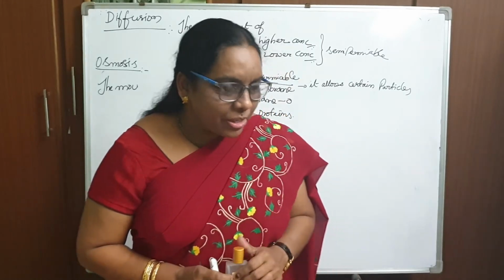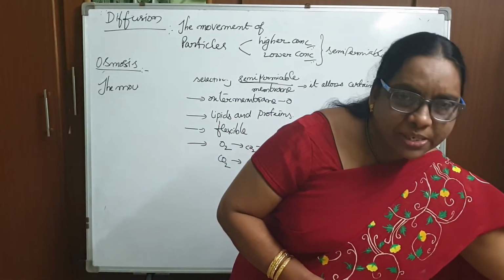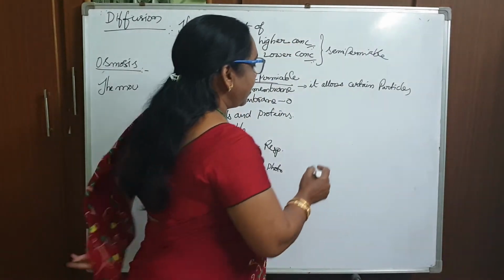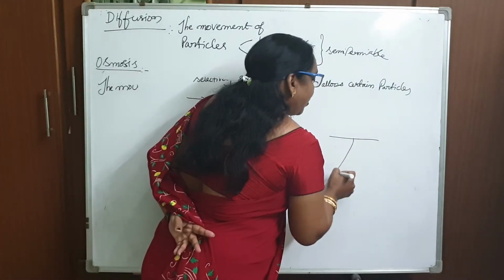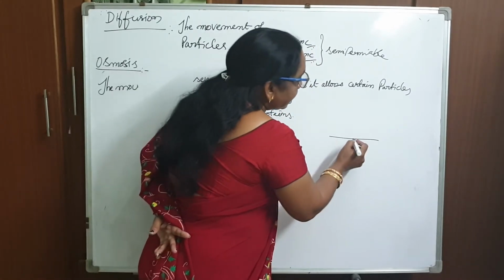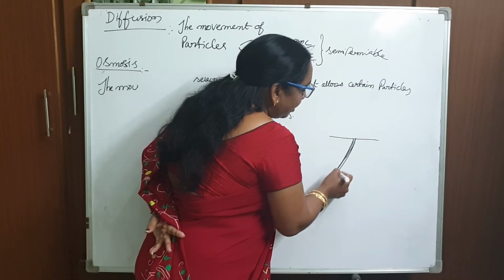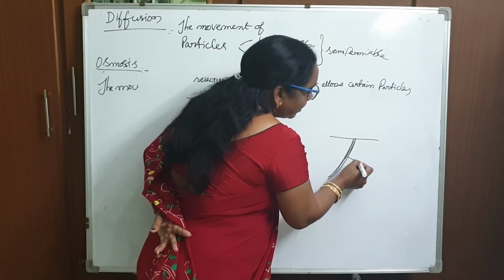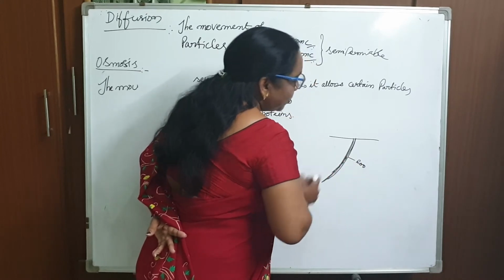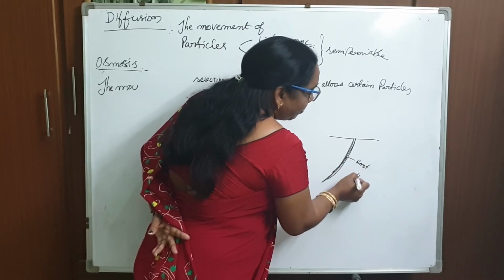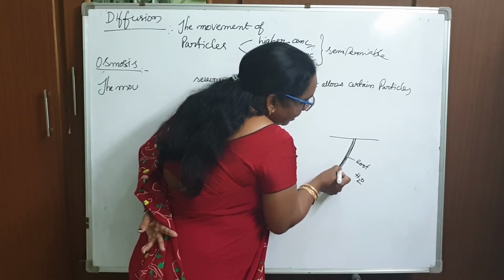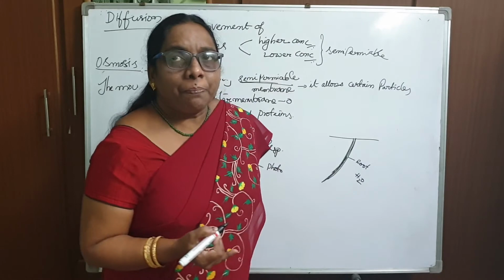Okay, so the second one is osmosis. The movement of the particles from higher concentration to lower concentration. For example, if you take a plant, you are giving water to the soil. This is a root. The root has a root membrane. This is the root membrane. Inside there are the xylem cells and the phloem cells. So when you are giving water to the soil, what will happen? From the soil, it has to enter into the root.